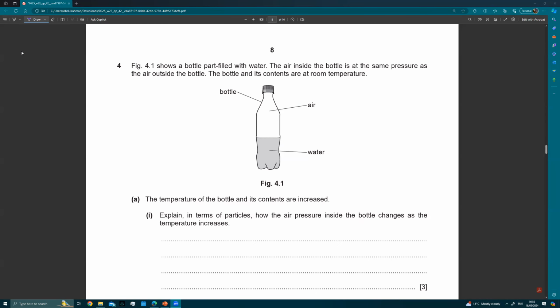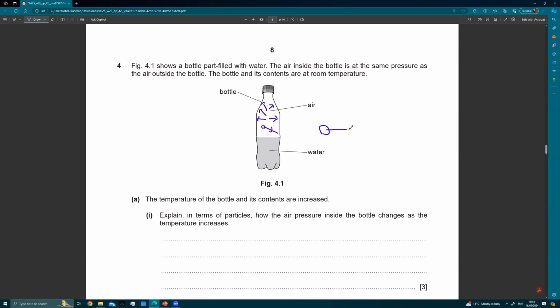Figure 4.1 shows a bottle part filled with water. The air inside the bottle is at the same pressure as the air outside the bottle. It's just a quick recap. Why does air produce a pressure inside a container? Well, the air molecules are moving randomly, and as they move randomly, they collide with the walls of the container. So there's a change in momentum, right?